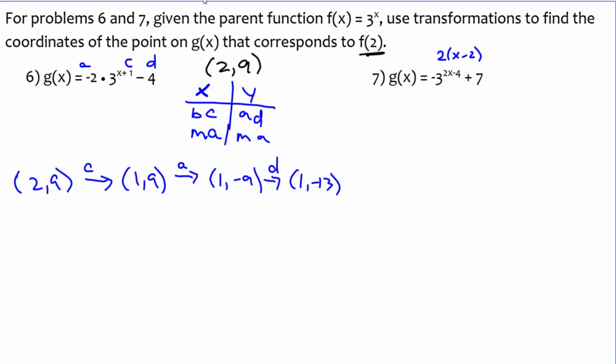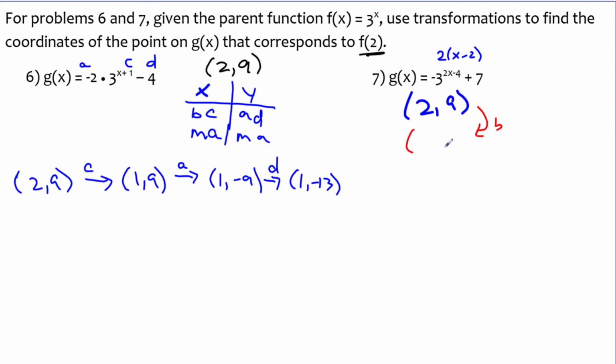Okay, so now I'm going to do the same thing. I'm going to start off with (2, 9). I'm going to go down instead of going across. And now we are going to do the transformations in order. So it says b first. My b value is 2, so I'm going to do a b transformation.